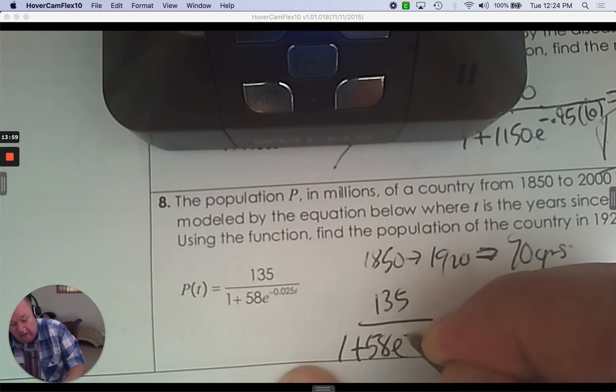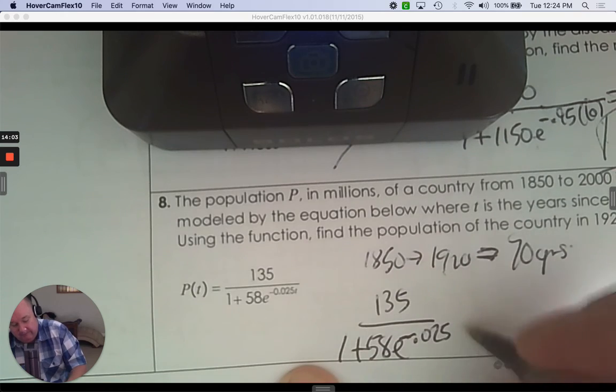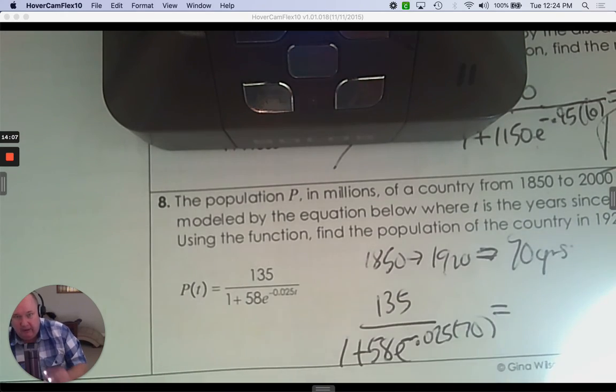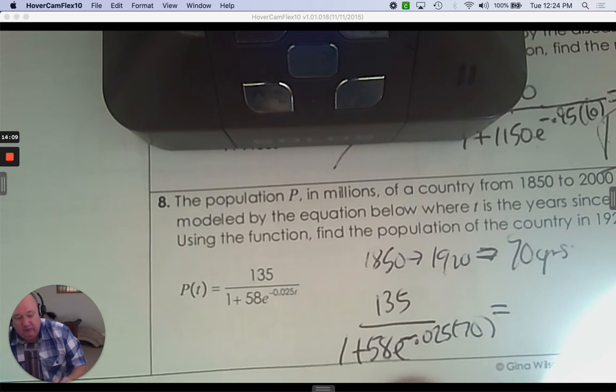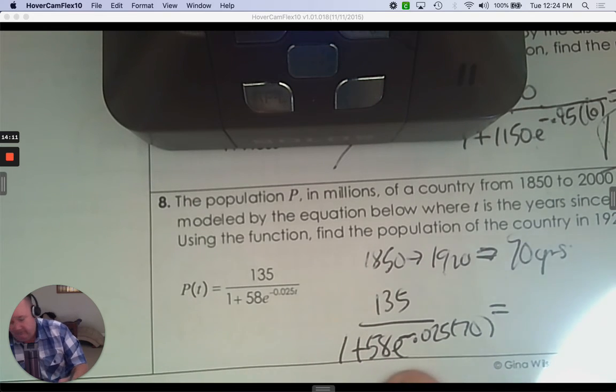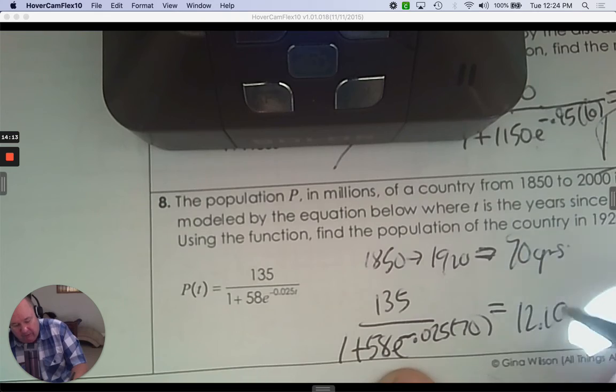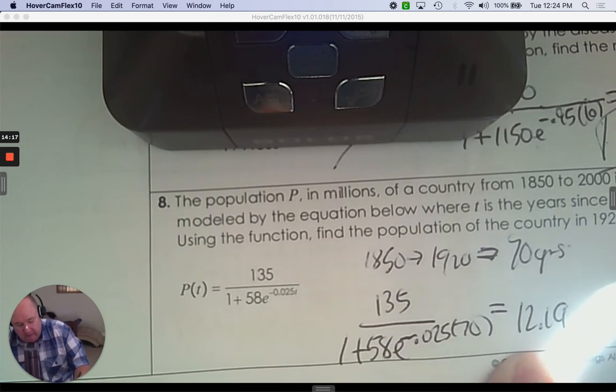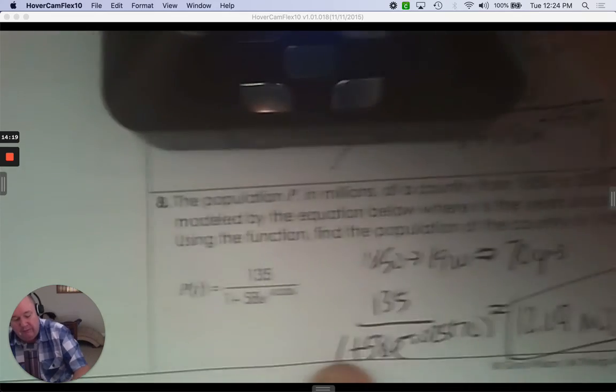So as long as you're given the equation, it's not too bad. In calculus BC, we're going to be working more with these models and not so simply. So the answer is 12.19 in the calculator, but that's in millions. So there's about 12 million people.